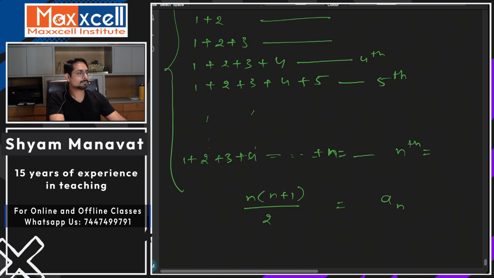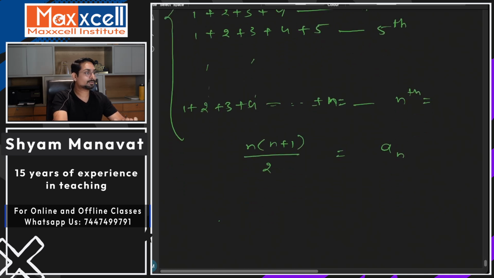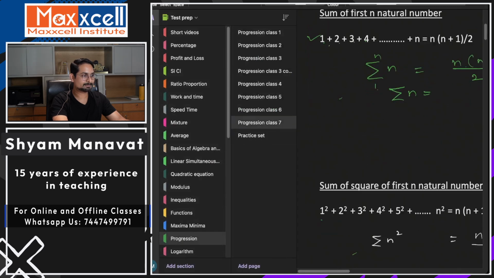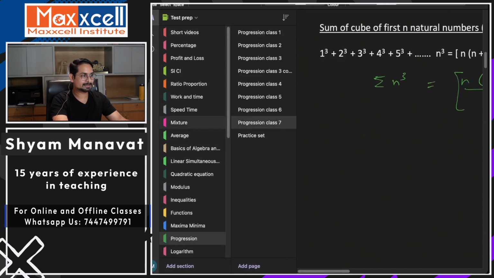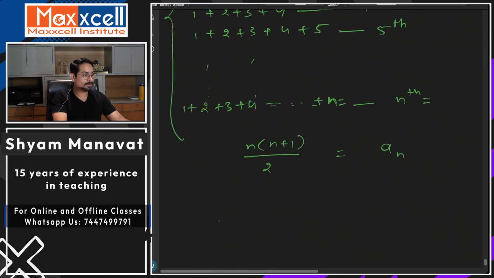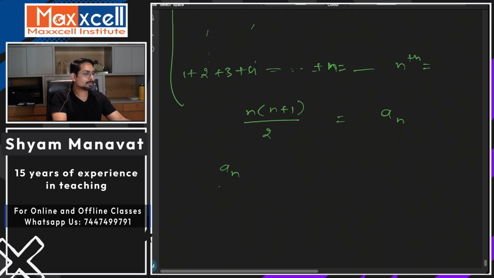Fine. Now, if you have gone through lecture number 7 of the progression, we have discussed special series there. We learned that if you have the nth term of a special series, then the sum of n terms is nothing but the summation of the nth term. Guys, if you have not gone through the 7th lecture, please go through that, because this question is related to the 7th lecture concept builder video.